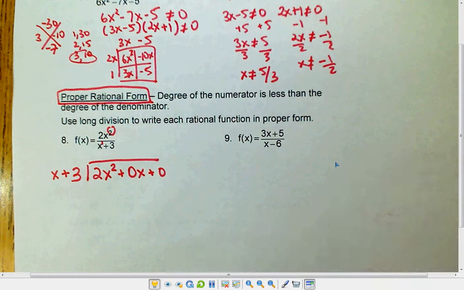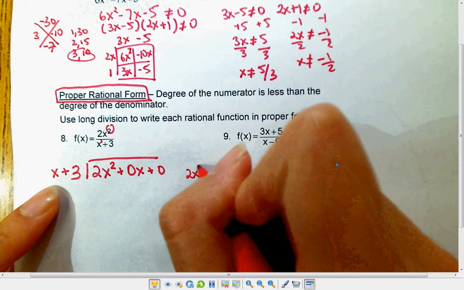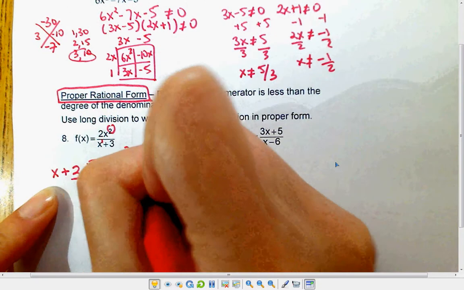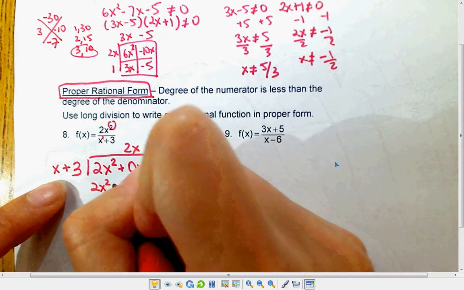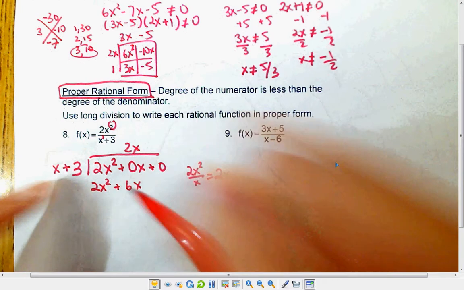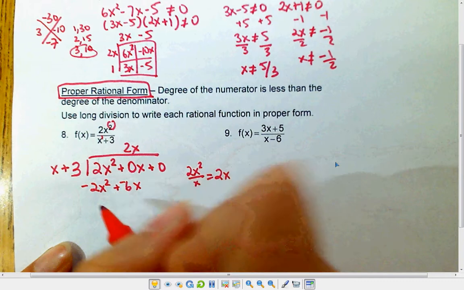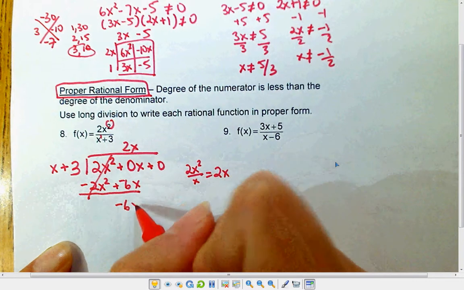So this is the case where now we're going to be having some remainders. So same thing we were doing before, 2x squared divided by x. This leaves me with 2x, so I know 2x goes up here. We're going to multiply 2x times x, 2x squared. 2x times 3 gives me positive 6x. Now we're going to change the sign. So this becomes negative, this becomes negative. These cancel out. 0 plus negative 6 gives me negative 6x.